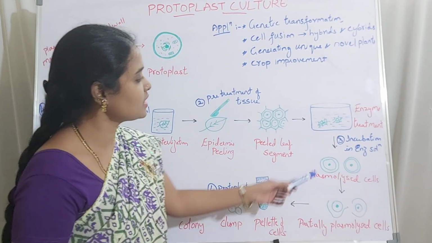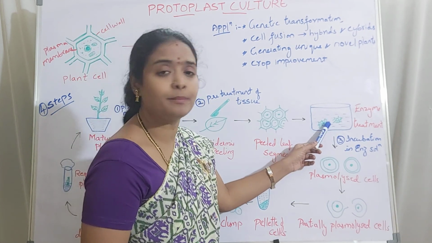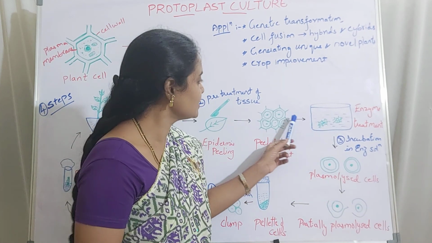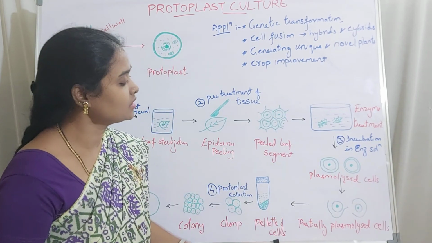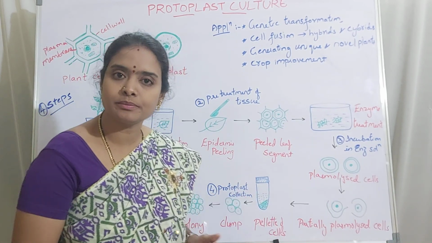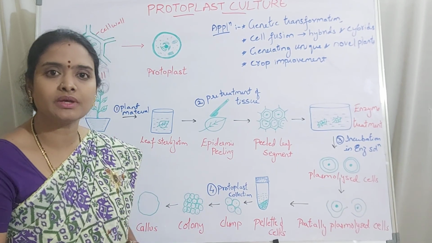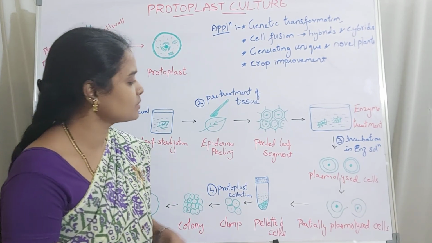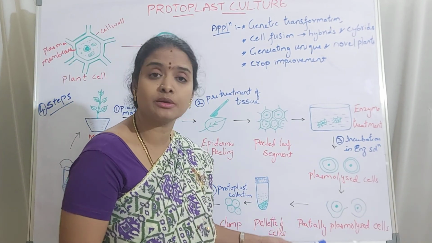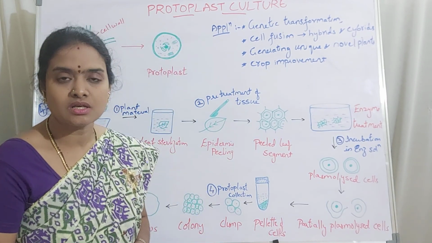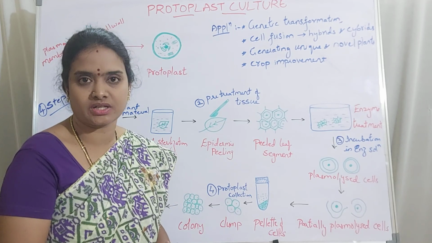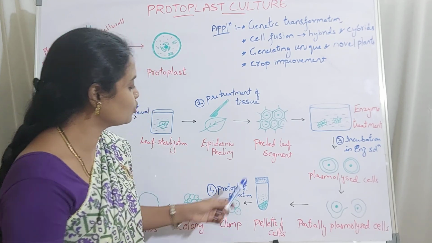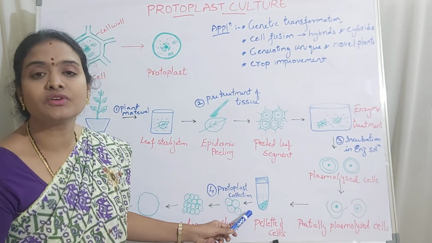The enzyme which is present in this beaker or container will digest the cell wall. As a result, you will get cell wall debris. Some cells may be damaged, some can be plasmolyzed and some partially plasmolyzed. So you have to separate your protoplast from all these cell components. So what do you do? You go for the centrifugation process.